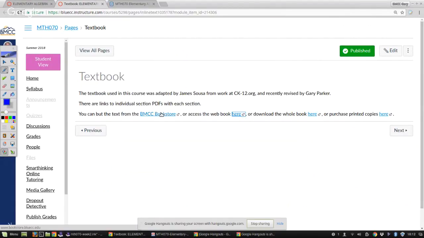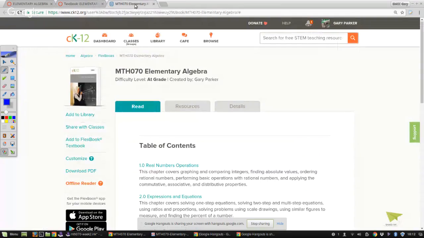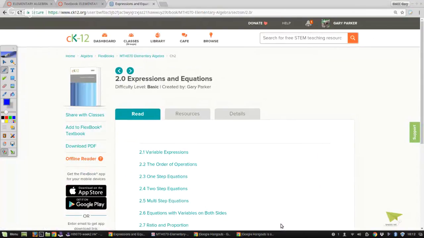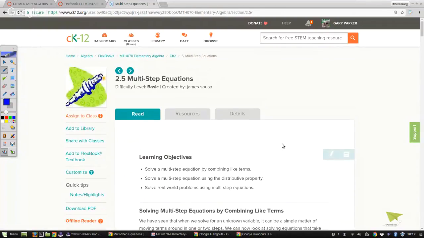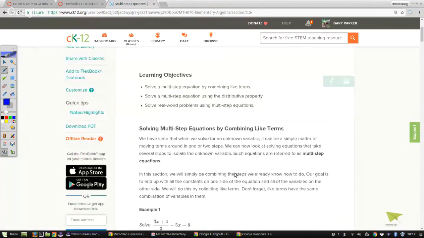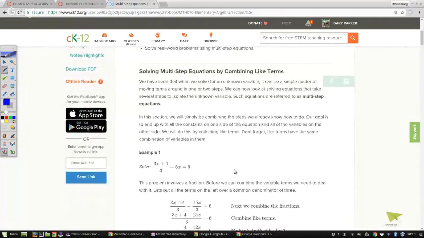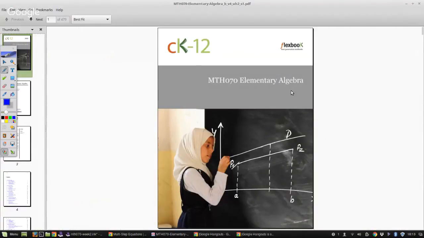Other things to keep in mind: the textbook is something you should read, and you can get it from the BMCC bookstore if you like a print copy. It's pretty inexpensive. I use the web book. I think it's excellent, so that's right here. We're going to take a look at Chapter 2 in just a moment. In particular, we're going to start off with Section 2.5. So most days I look at the web book when I need to look something up in the book for examples. Other times I downloaded the PDF version, and there's a link to that in the course also.